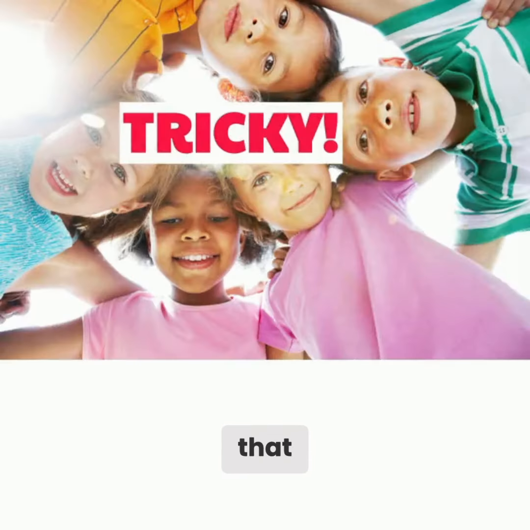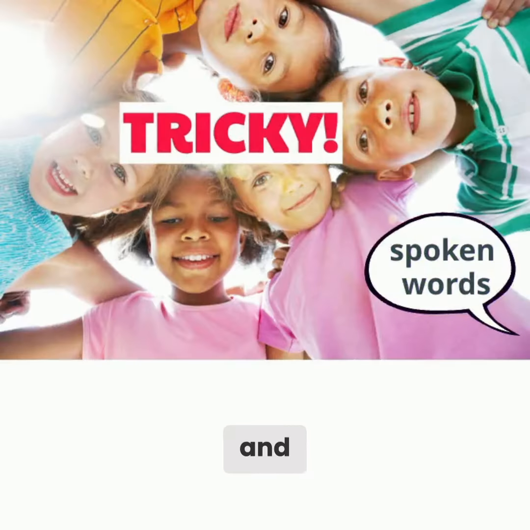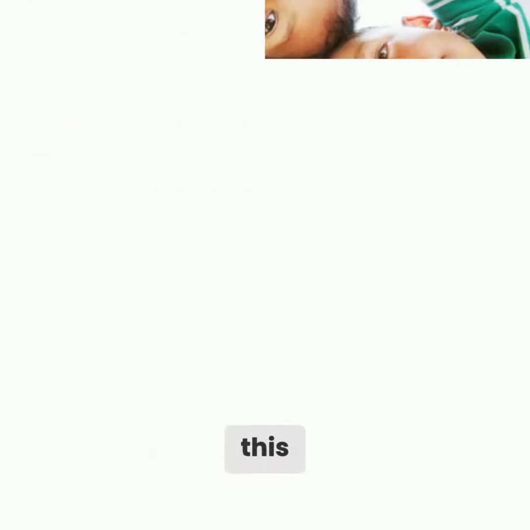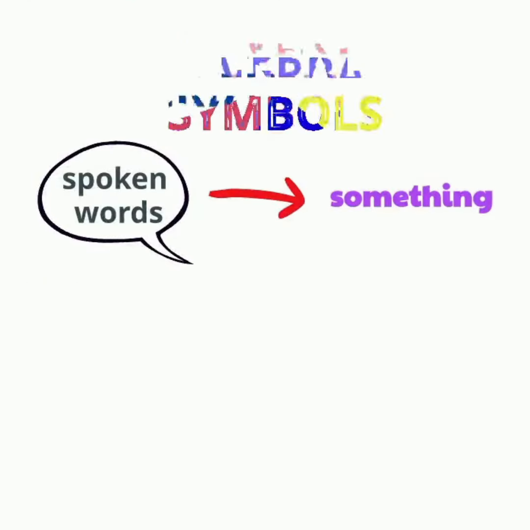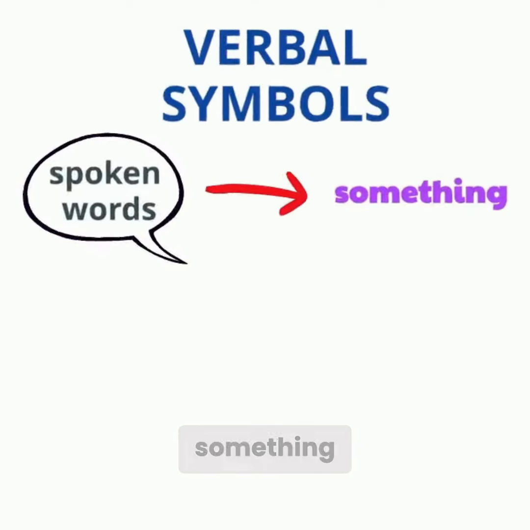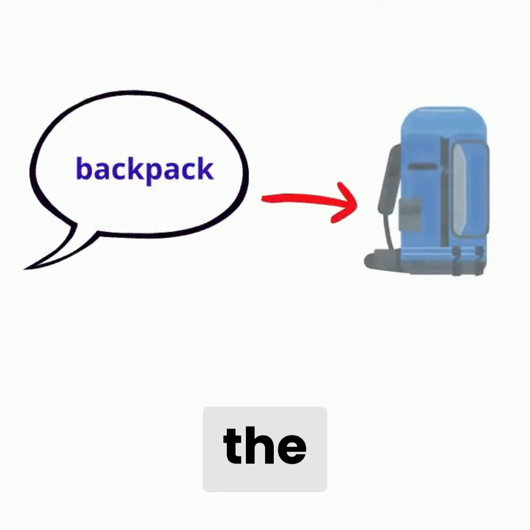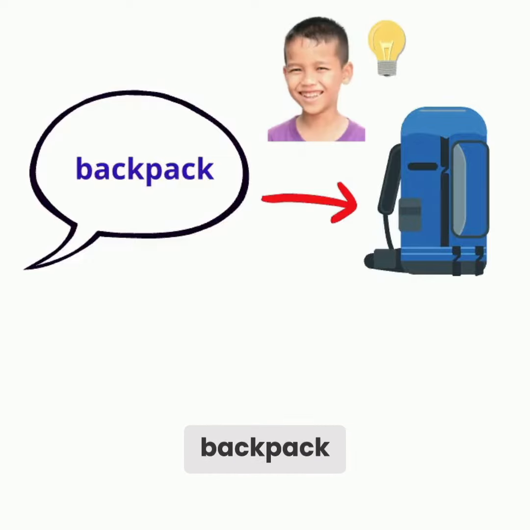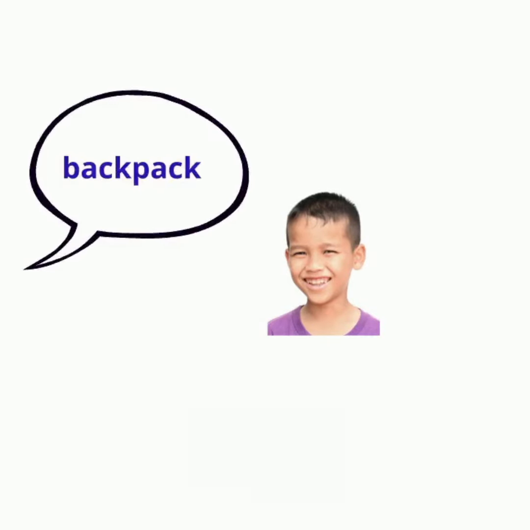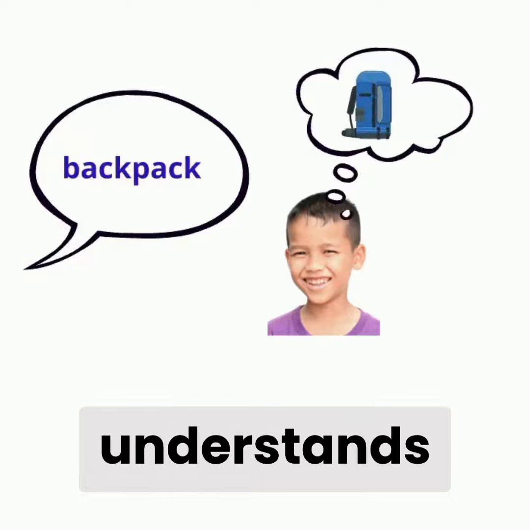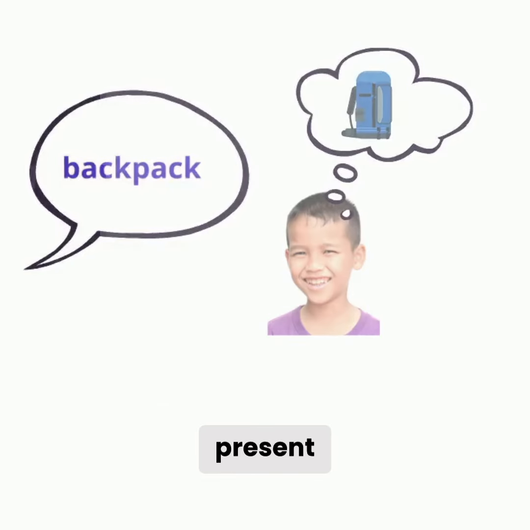It is good to know that there is always something tricky with children and words. To grasp this concept, we need to know when something stands for something else. Words are verbal symbols that stand for something. For example, the word backpack stands for this item. The child learned the word backpack because the word was mentioned in the actual presence of a backpack. Now that the child knows what the word backpack means, you can say the word backpack and the child understands even though a backpack may not be present.